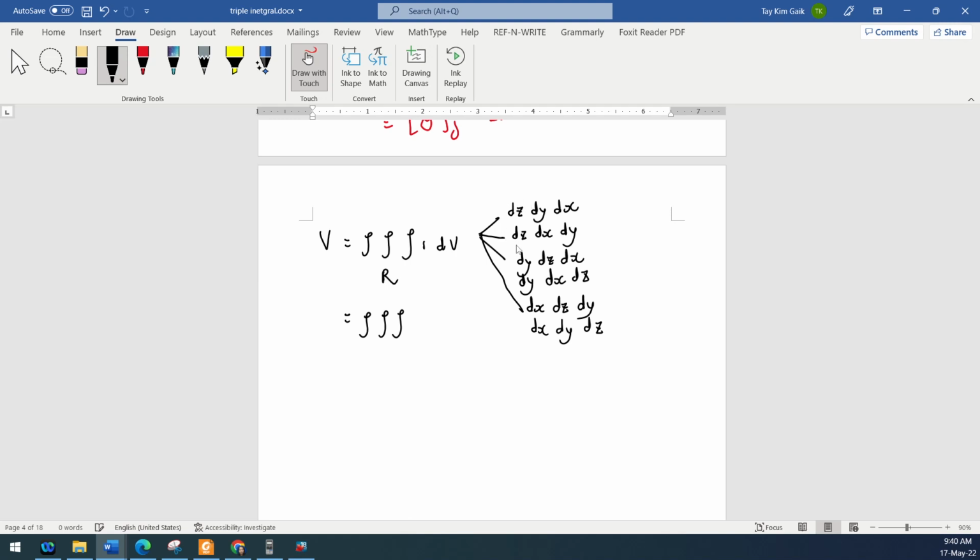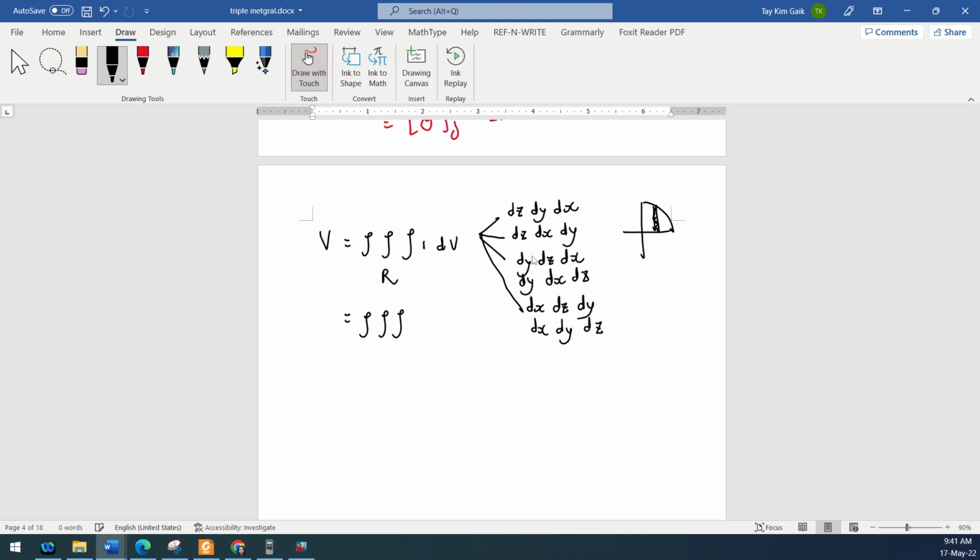So if the solid is parallel with respect to the z axis, you integrate with respect to z first, and then you still have 2 orientations: either dy dx or dx dy. So if dy dx, from the region R that you have, if you use a vertical bar, then you use dy dx. If you use a horizontal bar, then this is dx dy.